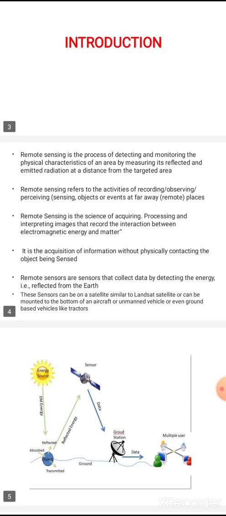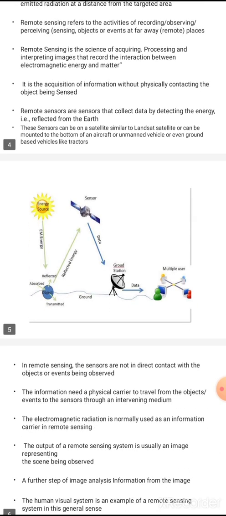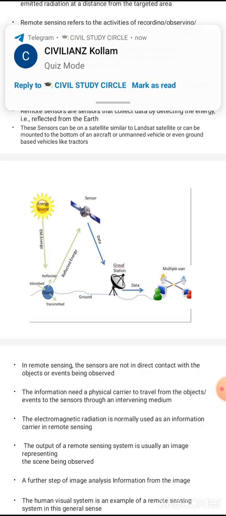Okay. Remote sensing refers to the activities of recording or observing or perceiving or sensing objects or events at far away or remote places. Okay. Usually remote sensing technique is used to find out the characteristics of far away or remote places. Okay, it includes a variety of activities such as recording, observing, sensing or perceiving objects of that area and all. Okay. So next I will explain the pictorial representation of remote sensing technique.